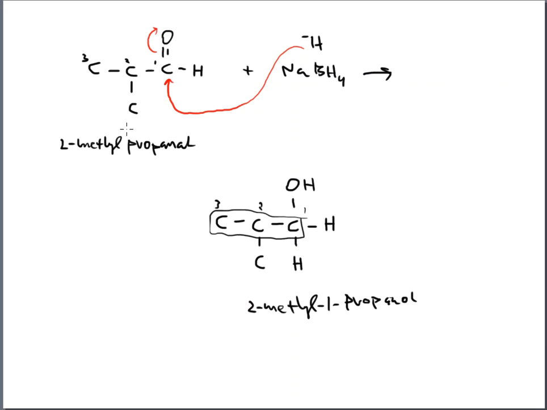Okay, so let's talk about the other example. Number 2 says cyclohexanone. Cyclohex is a cyclic ring with 6 carbons, and one is a ketone, so I'll just draw it up there at the top. All right, so cyclohexanone is going to react with sodium borohydride.